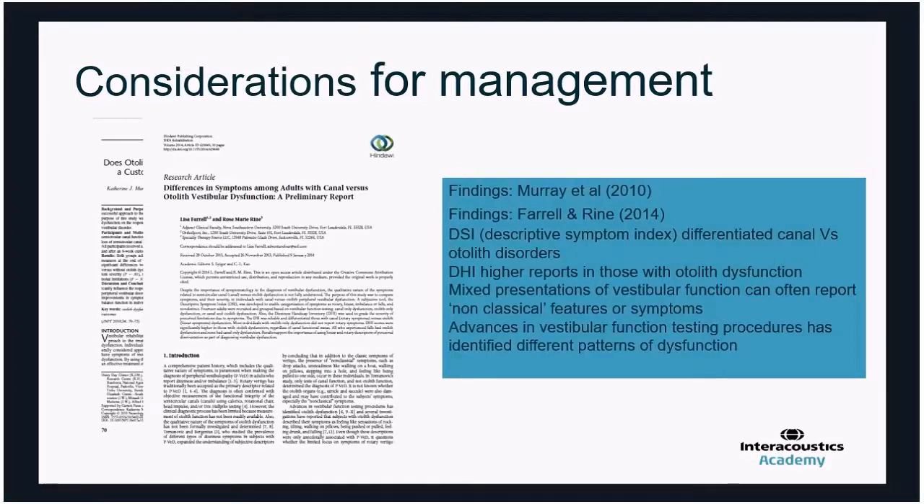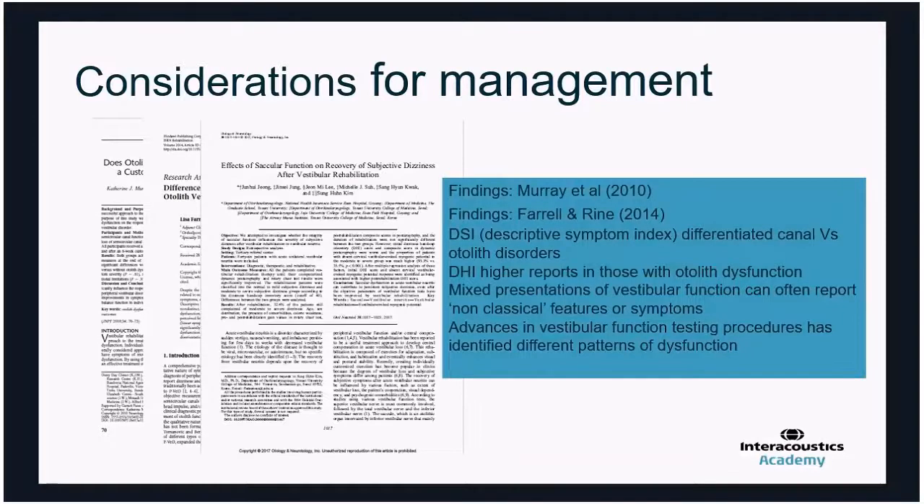And what Farrell and Ryan concluded was that the advances in vestibular function testing procedures have identified different patterns of dysfunction. What we don't have is the management strategies potentially at this time to enable us to ascertain whether we can manage these differently than the current vestibular rehabilitation protocols. A further study was done in 2017.